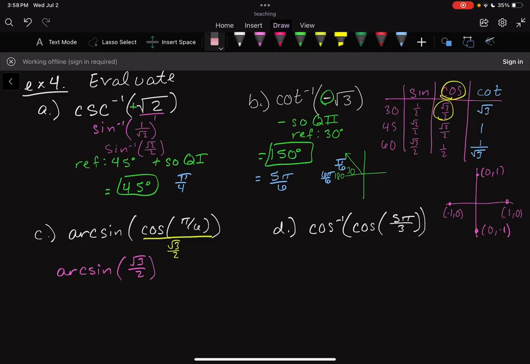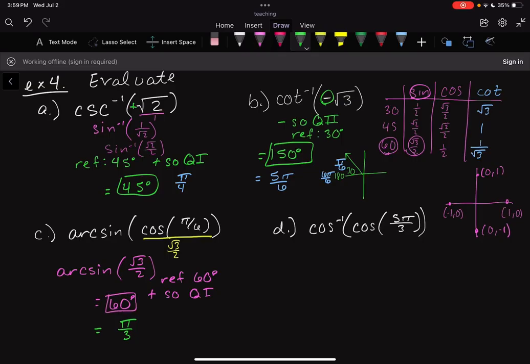So then I come back to my table. I say, okay, well now I'm looking at sine square root 3 over 2. Okay, that's 60. So my reference is 60. It was positive. So is it quadrant 1 or quadrant 4? Quadrant 1. So 60 degrees. Now, because this one started you off with an angle in radians, it's likely they want radians back. So this would be pi over 3 in radians.